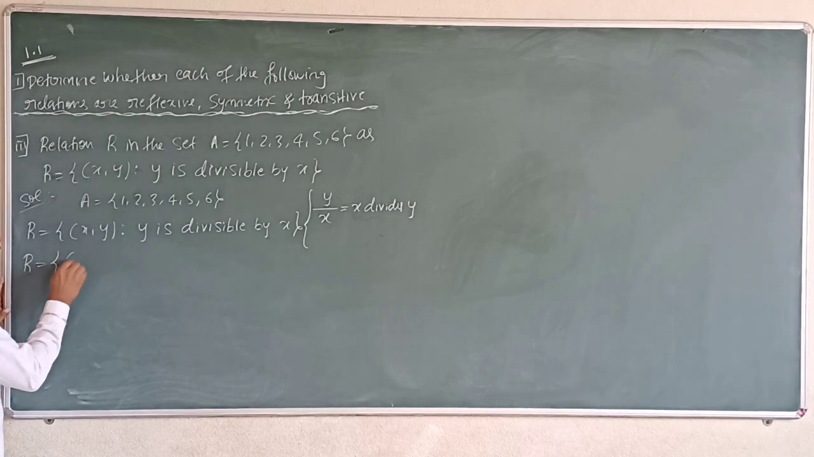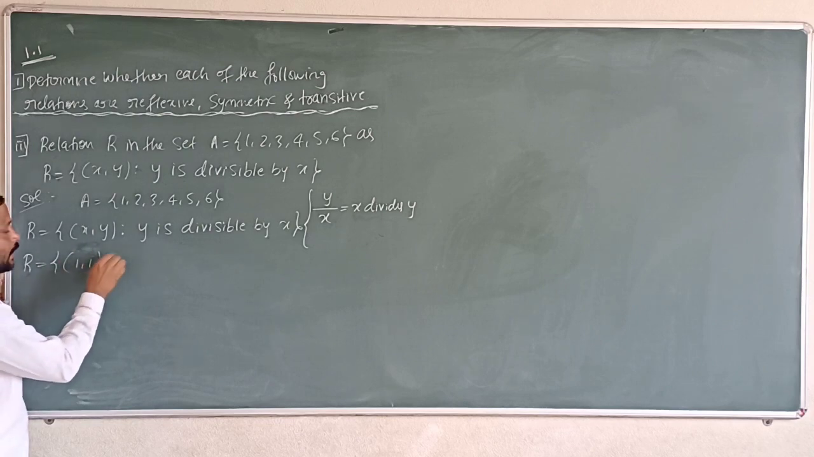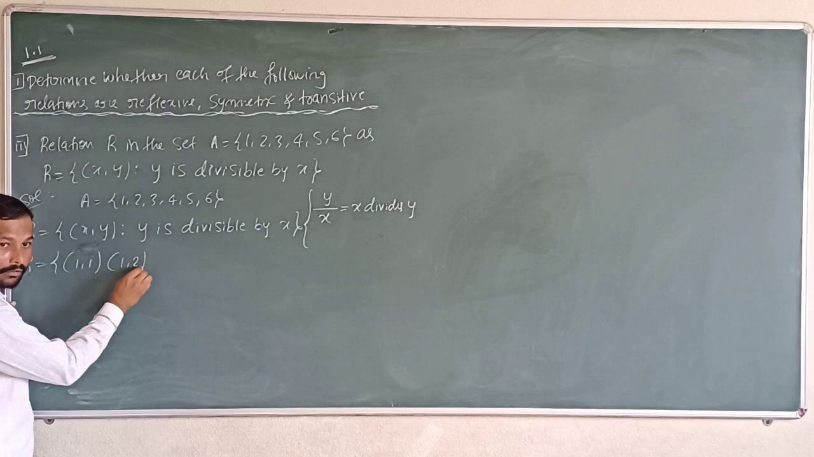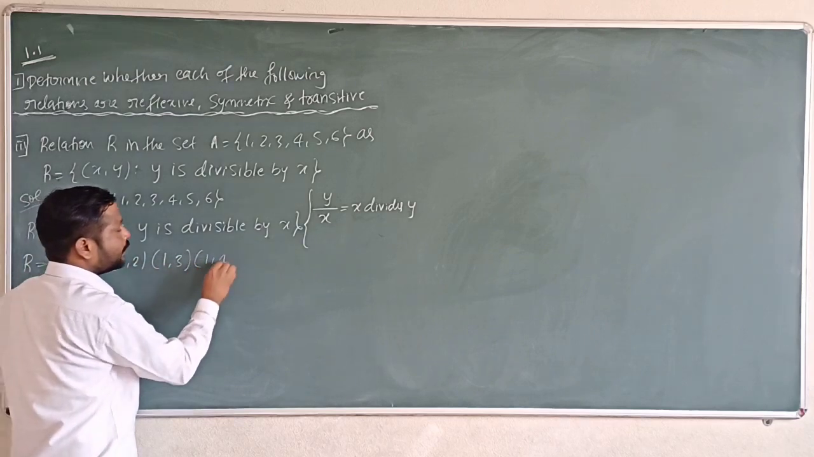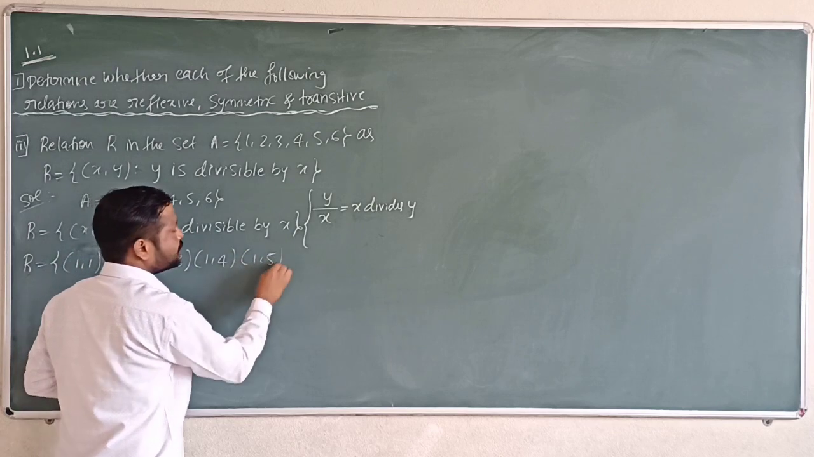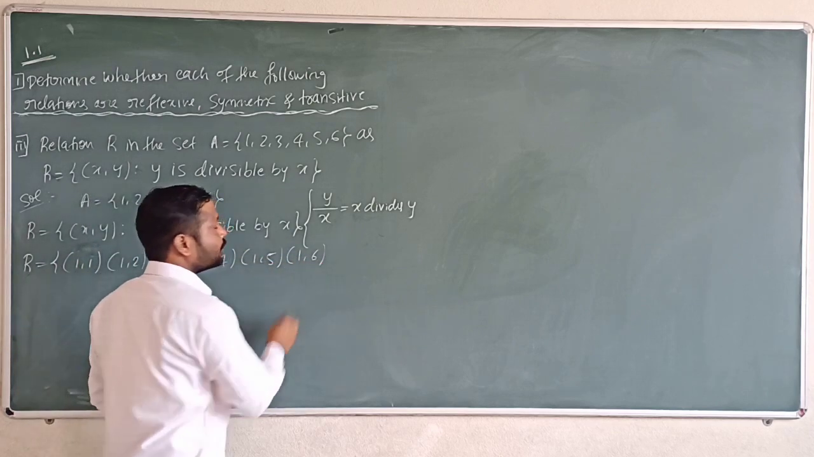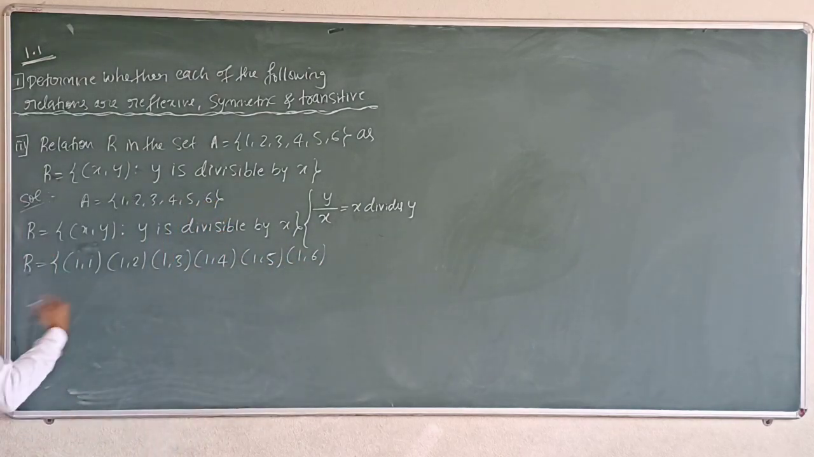Take 1 comma 1, this is x, this is y. 1 by 1 divides. Take 1 2 divides, 1 3 divides, 1 4 divides, 1 5 divides, 1 6 divides.